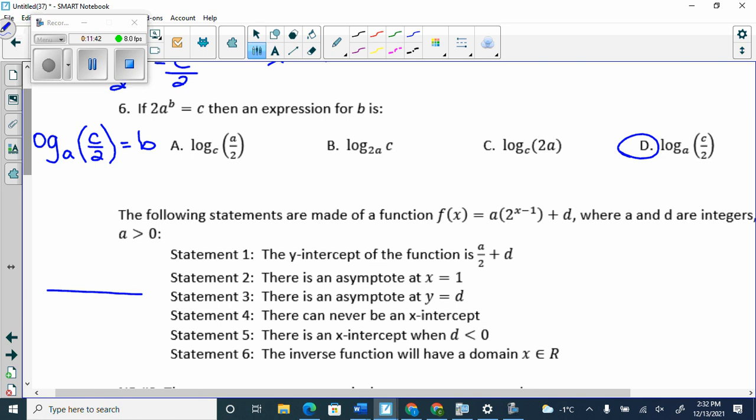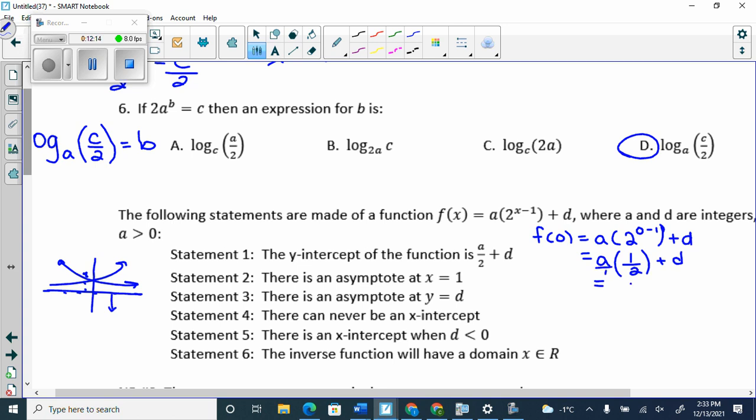The only thing that can move it is a vertical translation. If you quickly sketch an exponential, you'll see the only thing that can move that is a vertical translation, because it's horizontal. So in order to find the y-intercept, you have to fill 0 in for x. So f of 0 equals a 2 to the 0 minus 1 plus d. And then, what's 2 to the negative 1? A half. So it's a over 2 plus d, which is true.